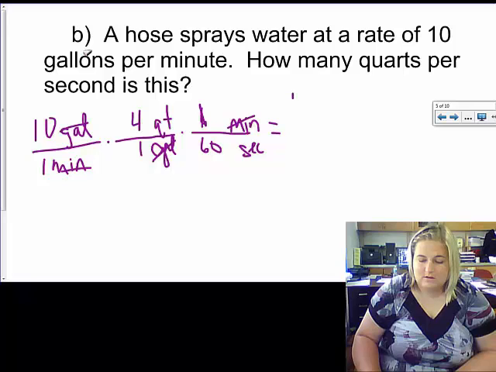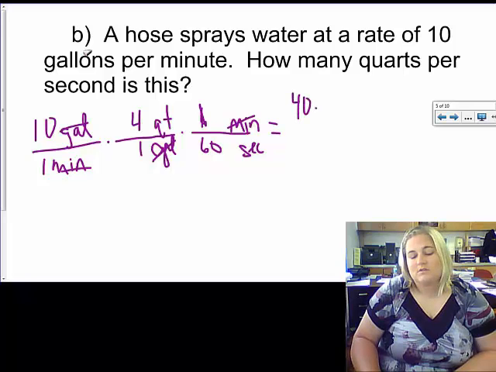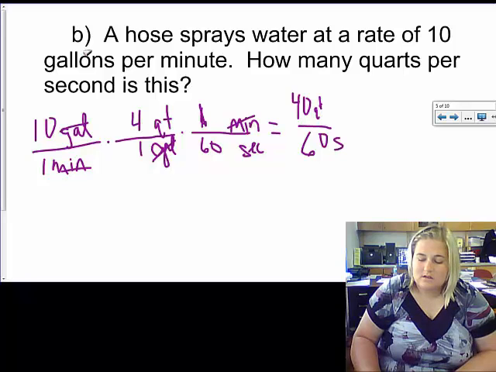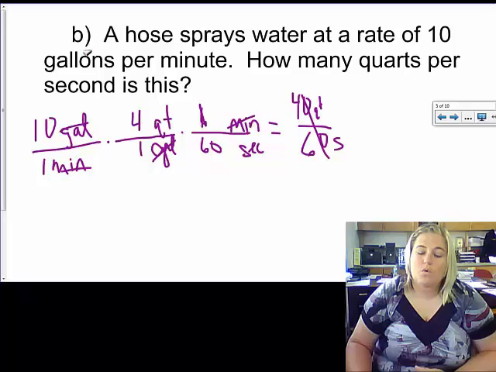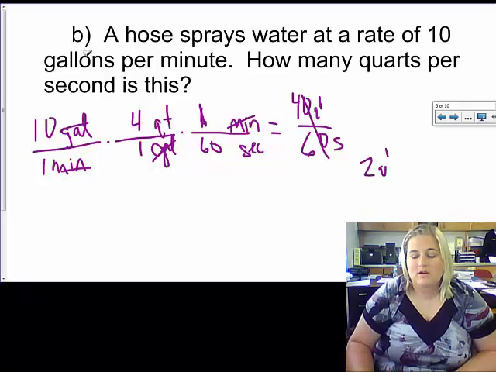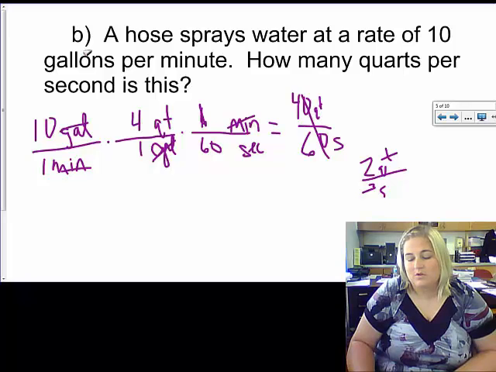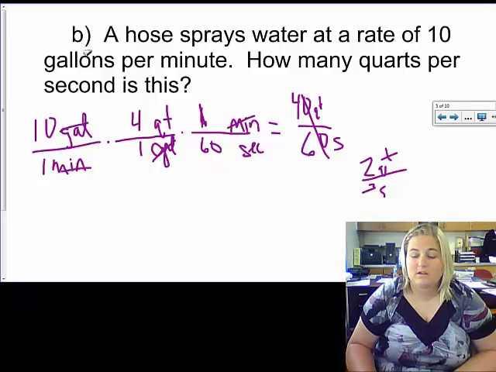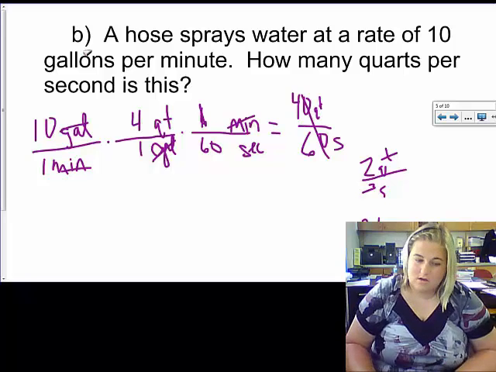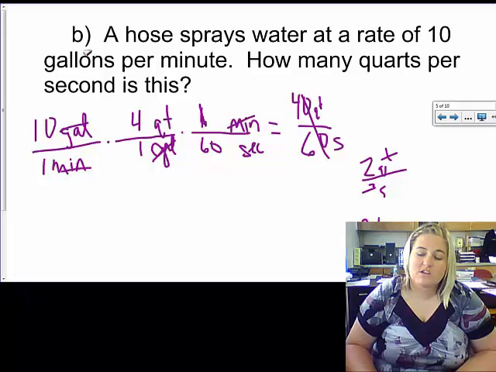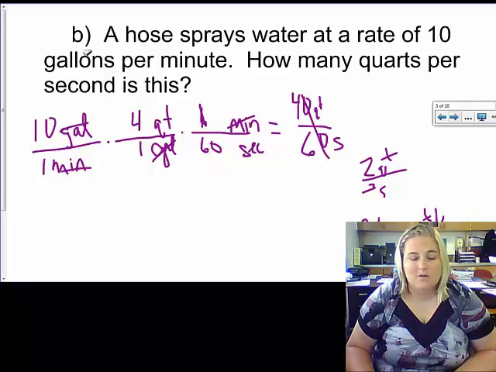So I have 40 quarts per 60 seconds. And that would reduce to 2 quarts over 3 seconds. Okay, but if it wants to know quarts per second, it wants it as a unit rate, so I need this to be a 1, so it's just going to be 2/3 of a quart per second. I again apologize about the clicking and about my handwriting.